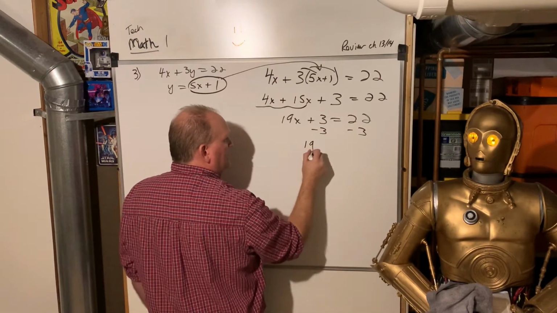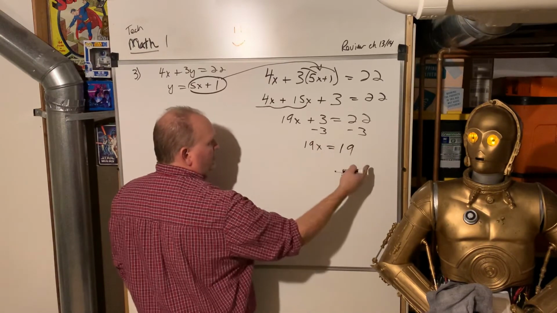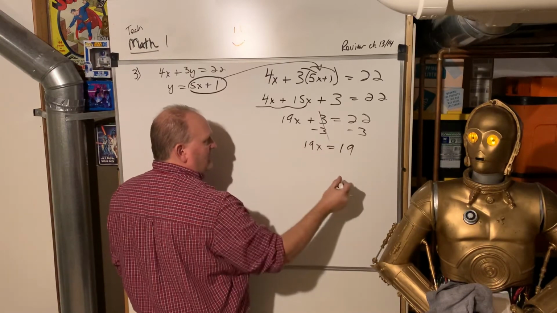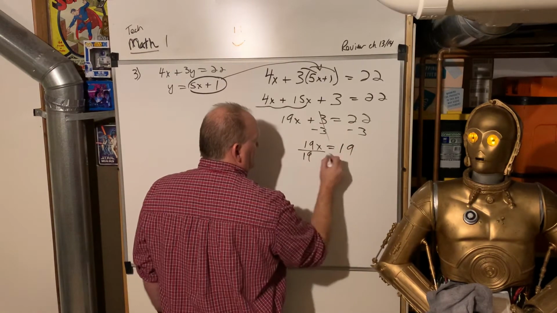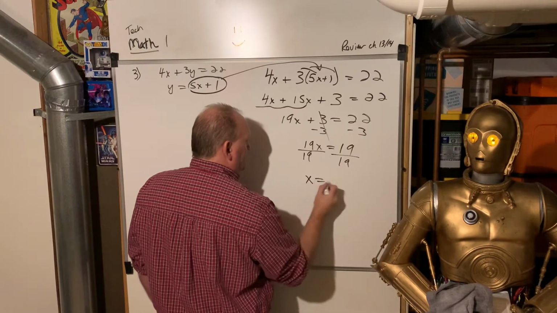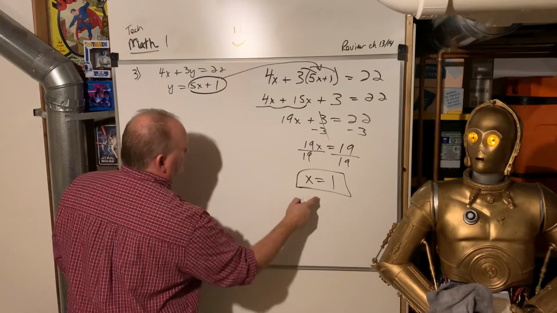So we get 19x is equal to 19. I subtracted 3 from both sides of the equation. That zapped that 3 and it popped up over there as a negative. And then divide by 19. So x is equal to 1. And now you take that and sub it back in.